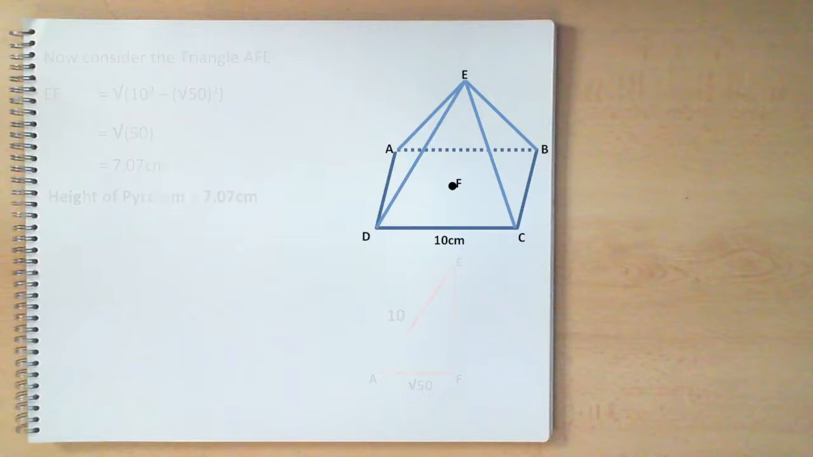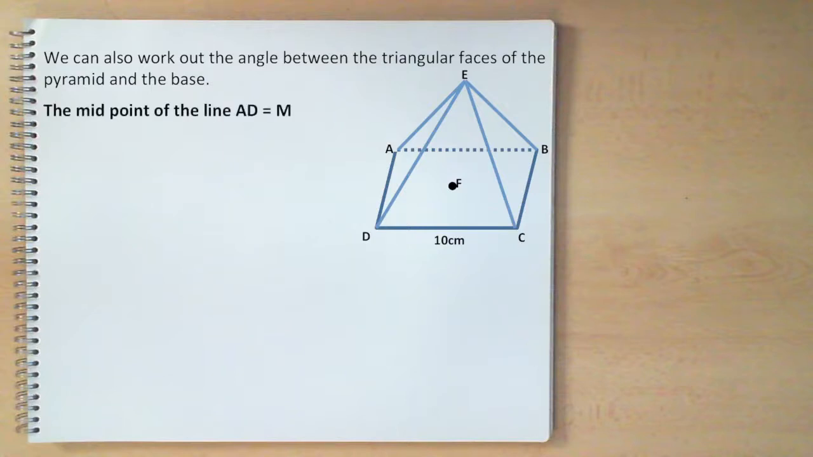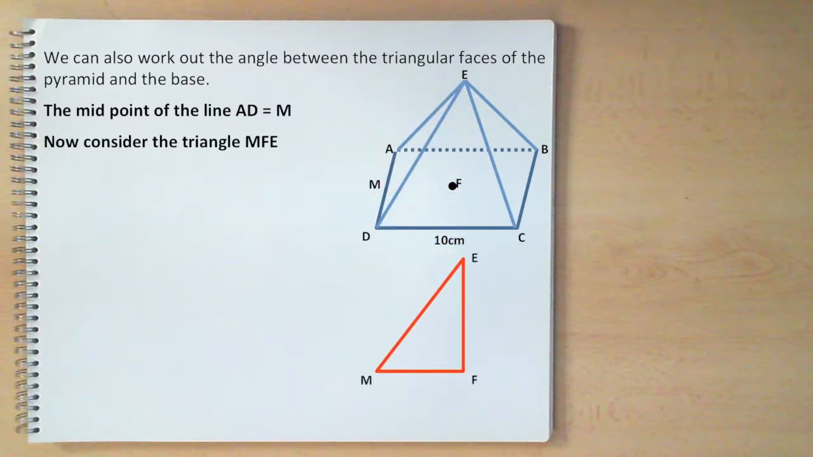Having used Pythagoras to work out the length, we can now try and work out some of the angles in this pyramid. So let's work out the angle between the triangular faces of the pyramid and the base. And to do this, we're first going to look at the midpoint of that line AD. Let's mark that on our diagram, and then we can draw the triangle MFE. Now that looks a bit of a funny shape in there because our drawing is not fantastic, so let's move that down the page so we can see what it looks like. It is a right angle triangle, obviously, because the distance from F to E is a perpendicular height on the base, and we know what that height is.